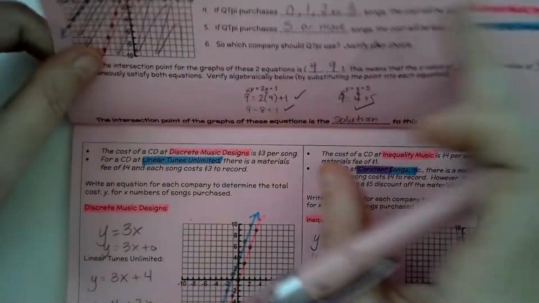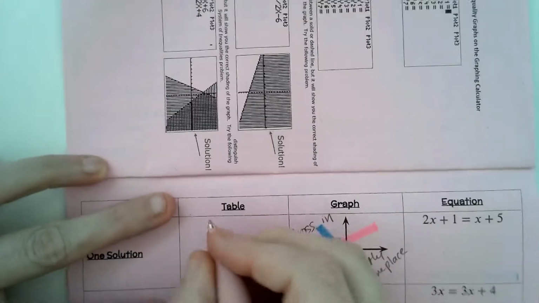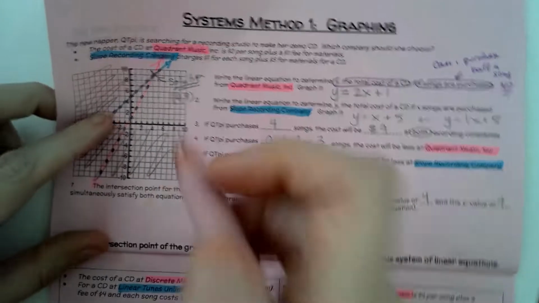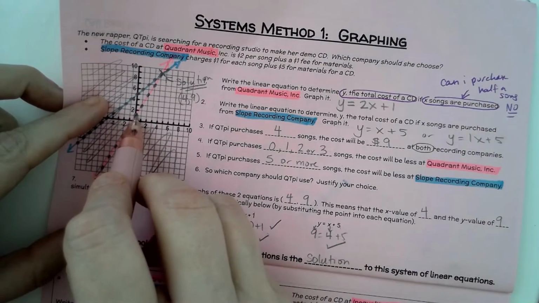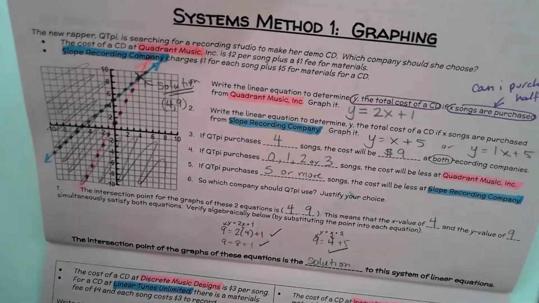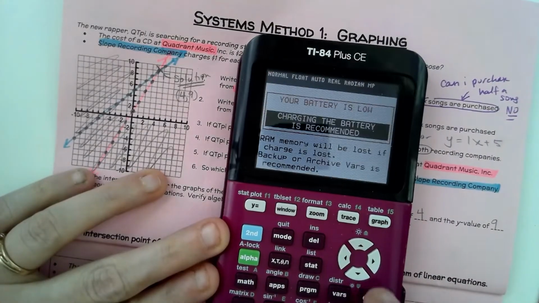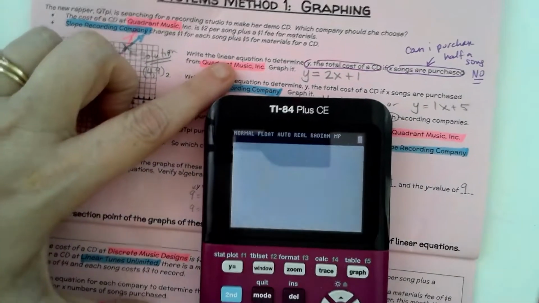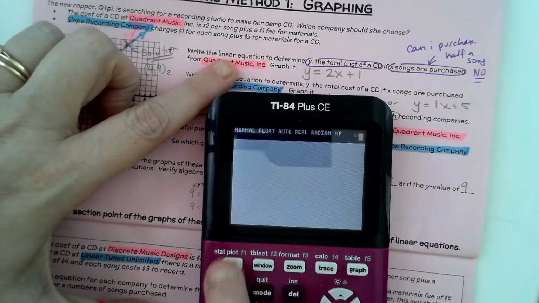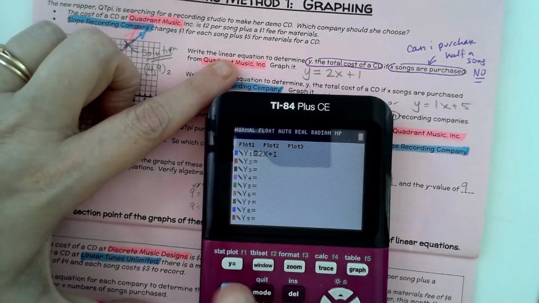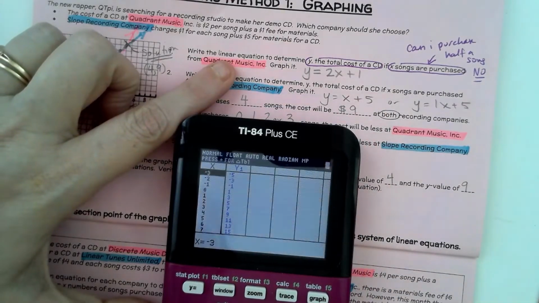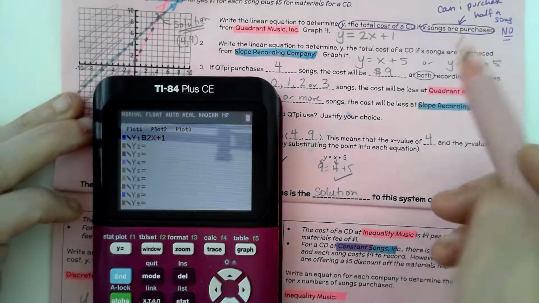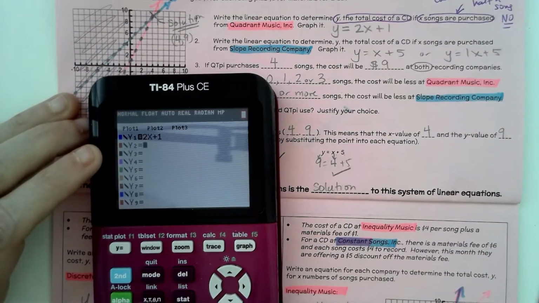Now let's think about what a table would look like. In our case, when we had that table, we could make some values. I'm going to put some values in this table, and I'm just going to pull them right off of the graph. Actually, I'm going to use my calculator. Oh, my battery's low. It's very upset. When I look at my calculator, I put in y equals 2x plus 1, and I go to the table. The solution was 4, 9. I'm going to graph both of these at the same time. So I had y equals 2x plus 1, and y equals x plus 5.